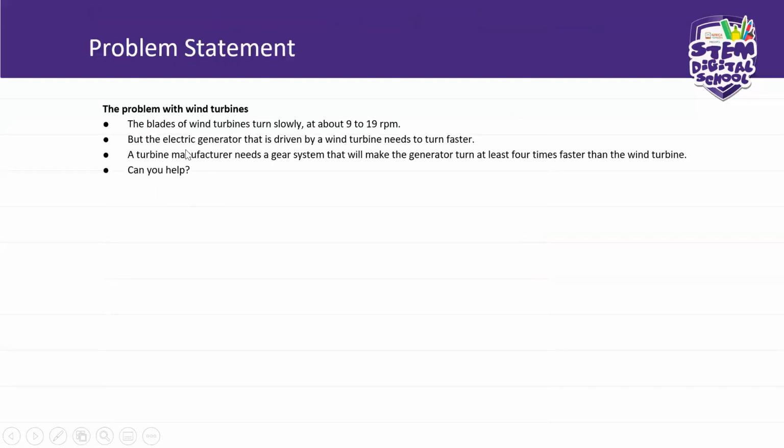Now, when you look at this, what is the problem? The problem with wind turbines, the blades of wind turbines turn slowly, about 9 to 19 revolutions per minute. That is very slowly. Now they depend maybe on the speed of the wind or the strength of the wind. But the electric generator that is driven by a wind turbine needs to run faster. A turbine manufacturer needs a gear system that will make the generator turn at least 4 times faster than the wind turbine. What must we do here? How can we solve this problem?